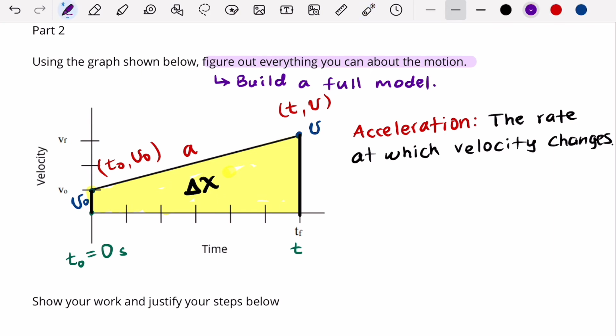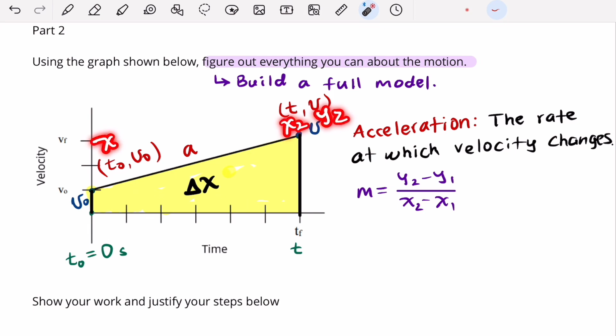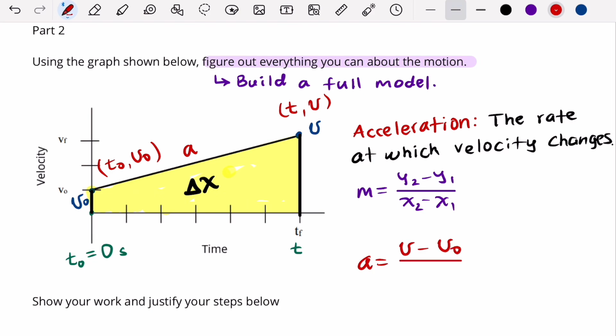To find a slope, we can use this formula. And I know all of you remember that one from algebra. So we'll make this one x2, y2, and this one x1, y1. The slope will be the acceleration. So acceleration is going to be y2, that is v final, minus y1, that is v initial, divided by x2, that is t final, minus x1, that is t initial.